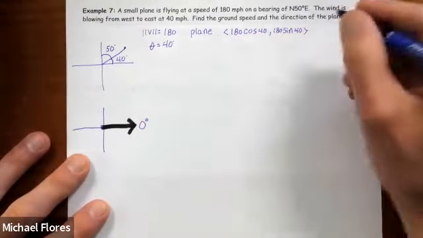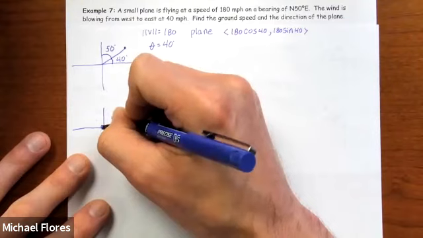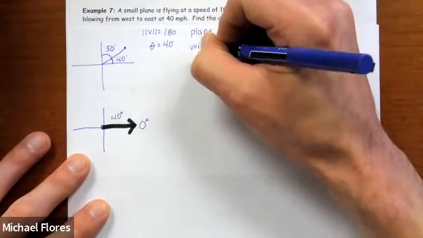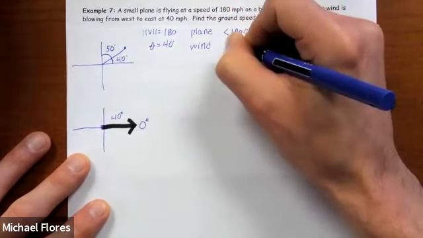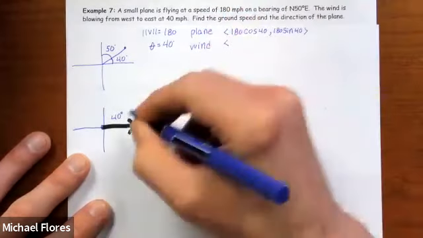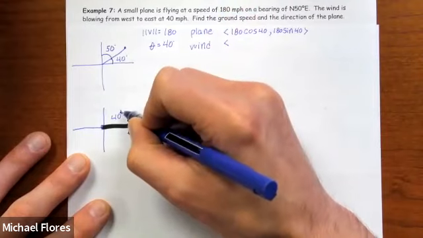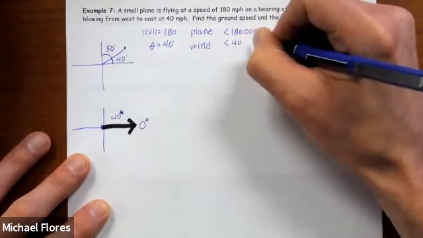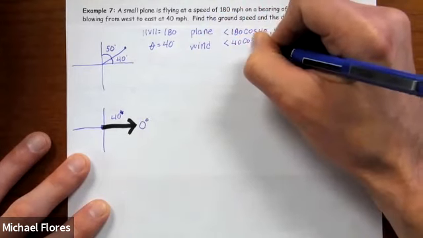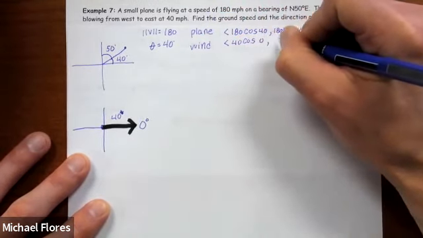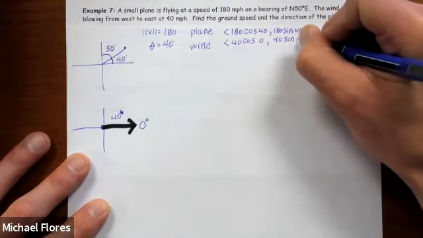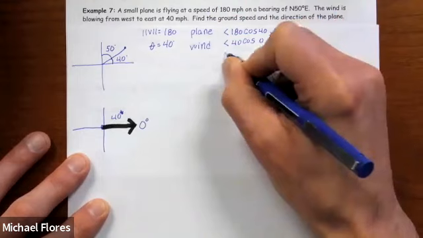Now this wind was blowing at 40 miles per hour. So now we can build a component vector for the wind. Magnitude, you don't need a degree symbol there, sorry. Magnitude of 40, cosine 0, magnitude 40, sine 0.